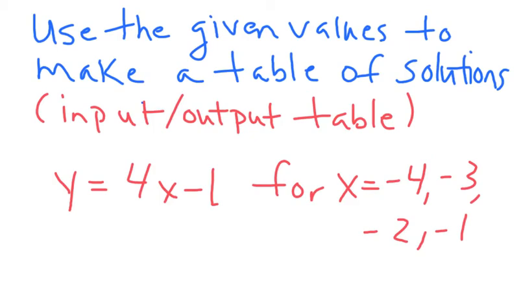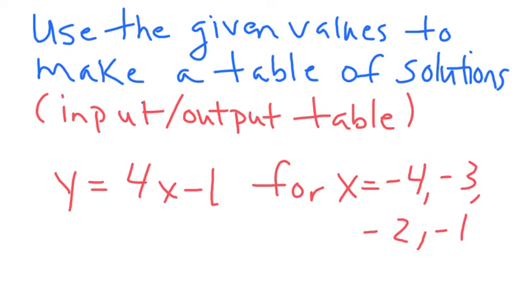Okay, next kind of problem. Look at the directions. Use the given values to make a table of solutions, okay? Given values. They're going to give us some values. We're going to make a table of solutions, which is also known as an input-output table. Okay, those are just the directions. Then here's the problem. It's an equation. And here are 4 different values for x. So we're going to try this out for x and find y, and this out for x and find y, and this out for x and find y, and this out for x and find y.